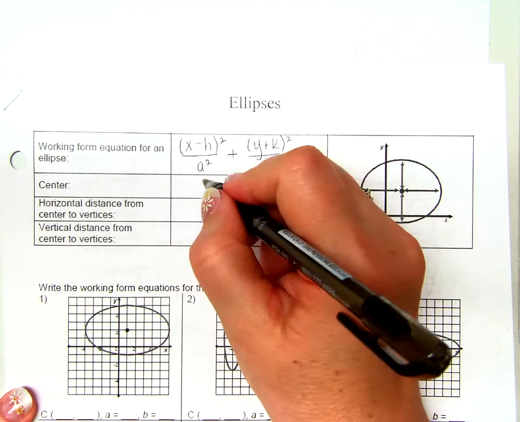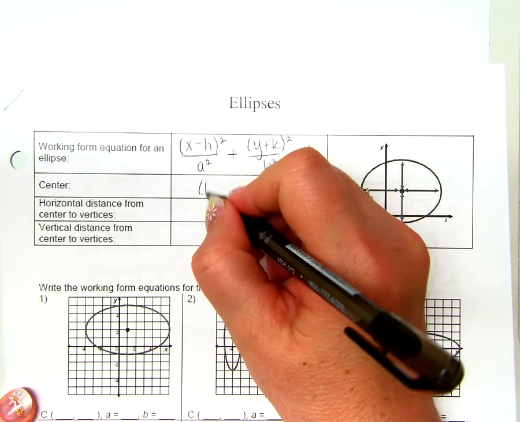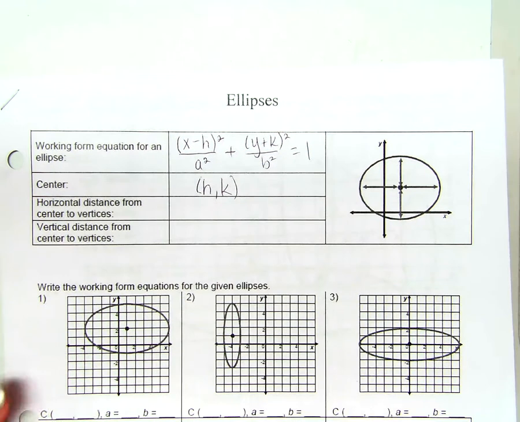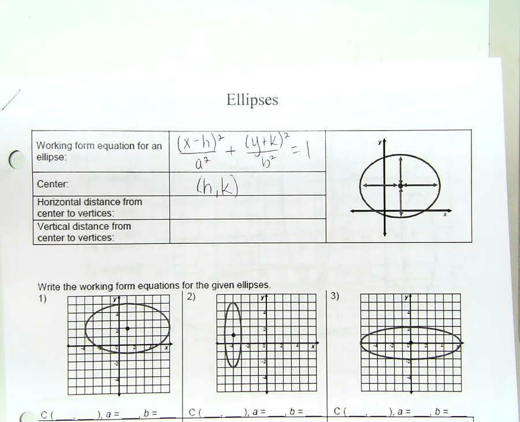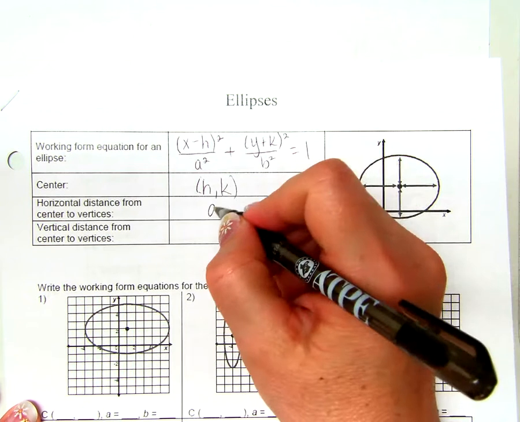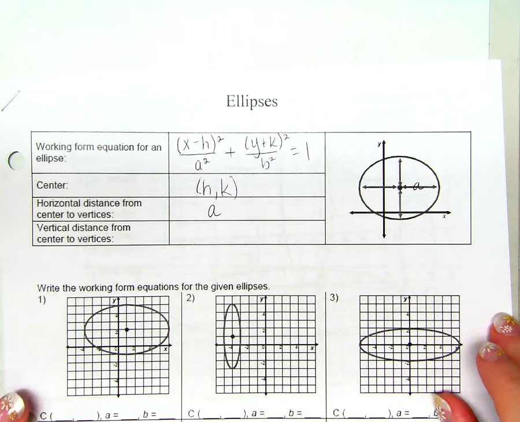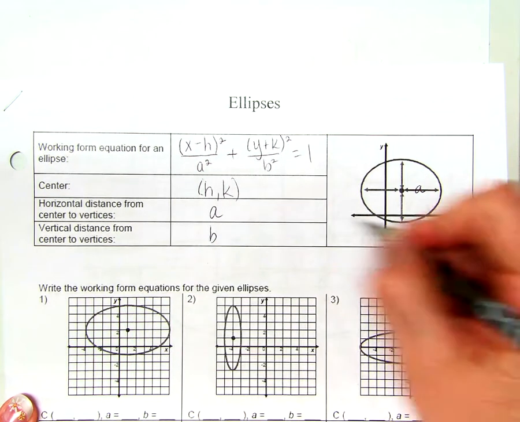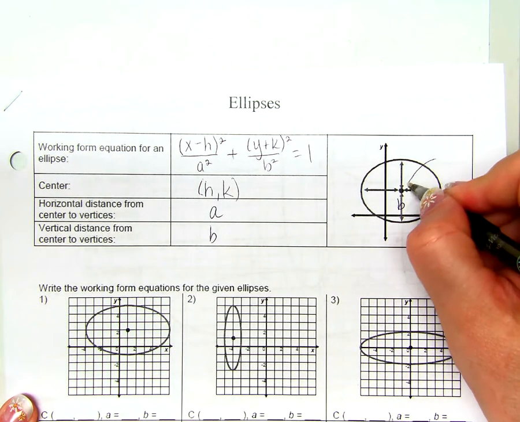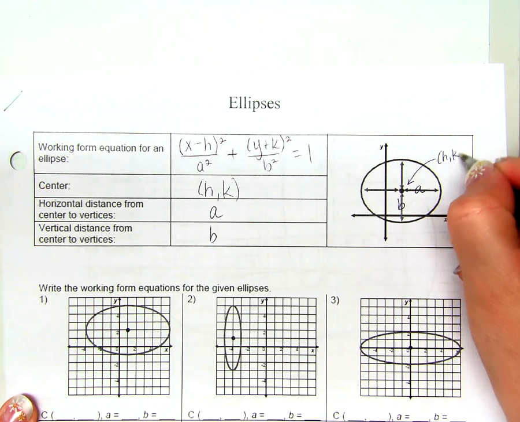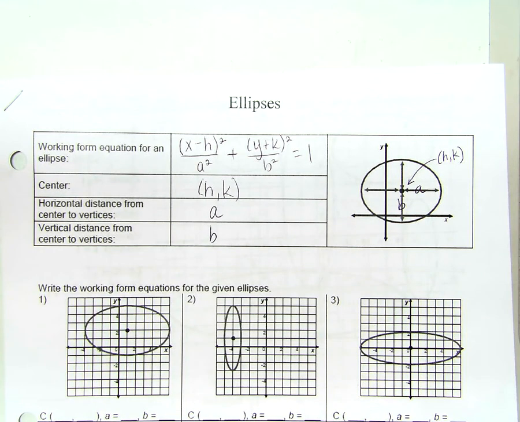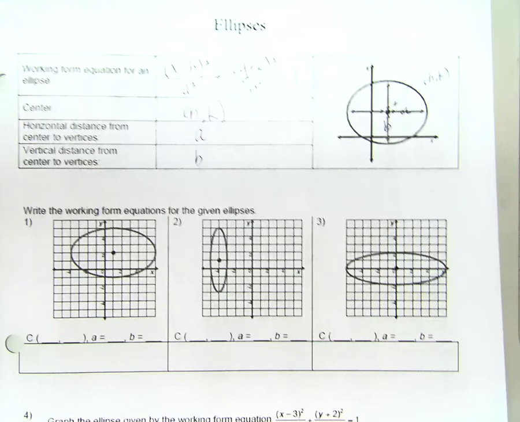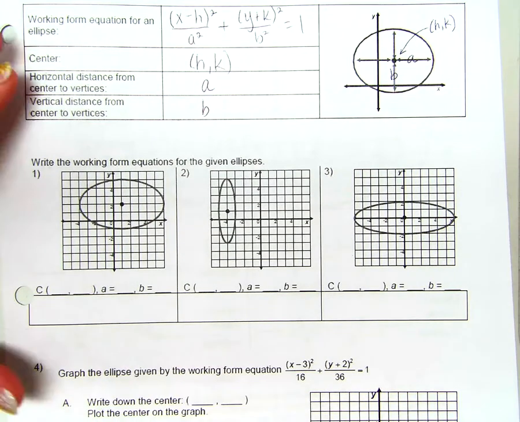Okay. So where's my center? (h, k). Very good. What is the horizontal distance from the center to the vertex? A. Excellent. So this is A. What's the vertical distance from the center to the vertex? Good. B. And then this right here, the center, is (h, k). Any questions so far? Good, because you learned all this in the video last night, right? Good. Okay. So let's write the equation then.